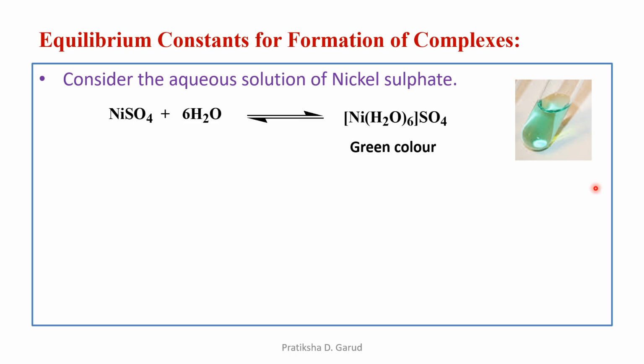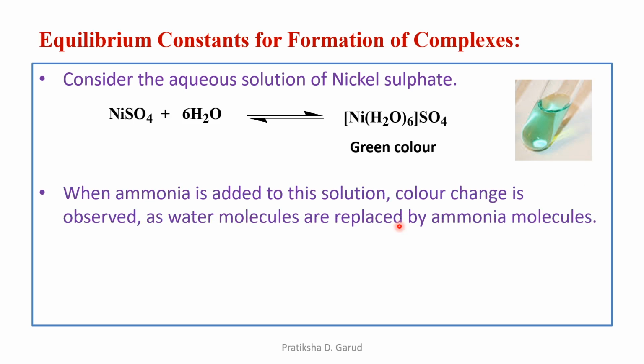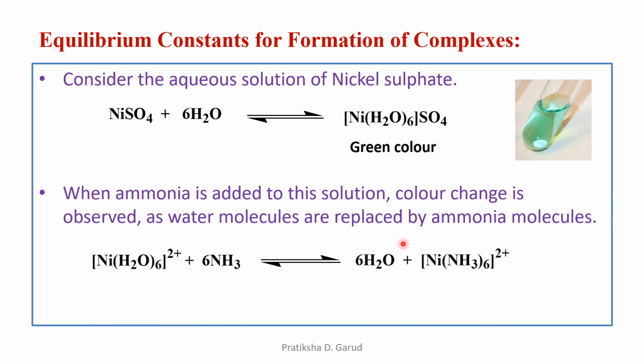If we proceed further, when ammonia is added to this green solution, what happens? When ammonia is added, the water molecules are replaced by ammonia molecules. The color change is observed because the water molecules are replaced by the ammonia molecules. So we have the reaction: this green solution, [Ni(H2O)6]2+, to which we add ammonia. The water molecules are replaced by the ammonia molecules, and we get the complex [Ni(NH3)6]2+.